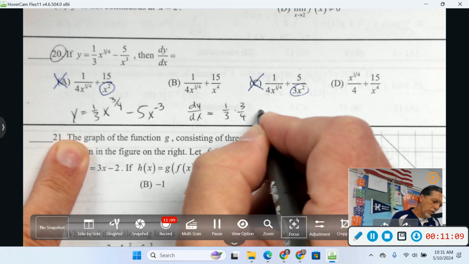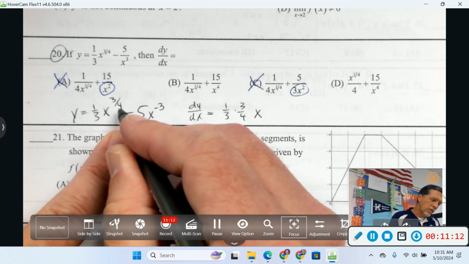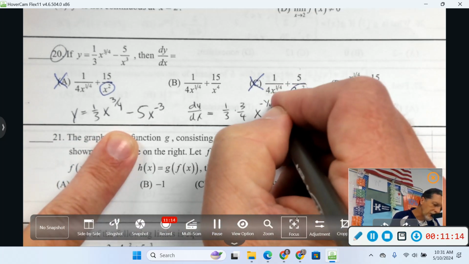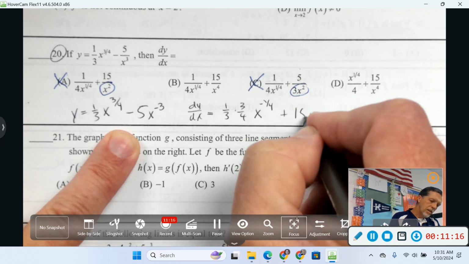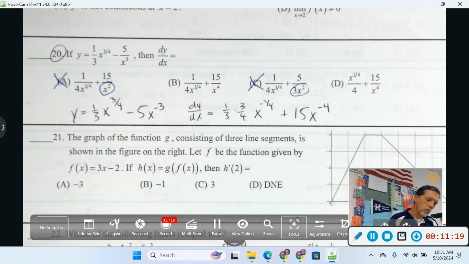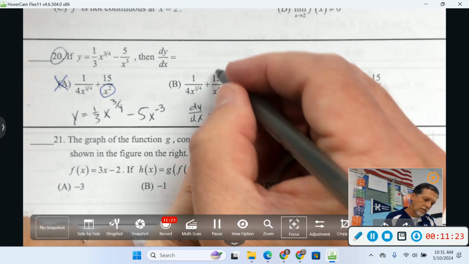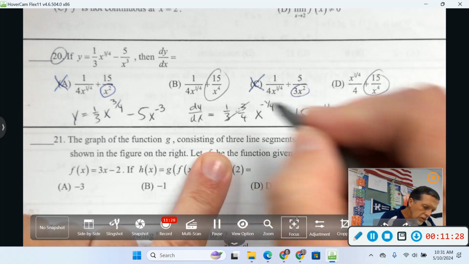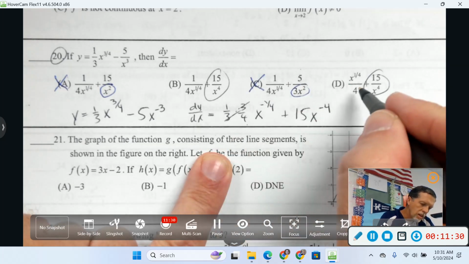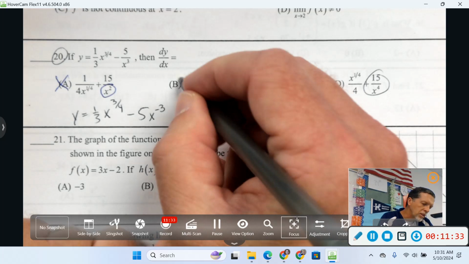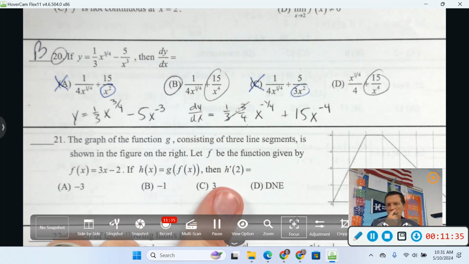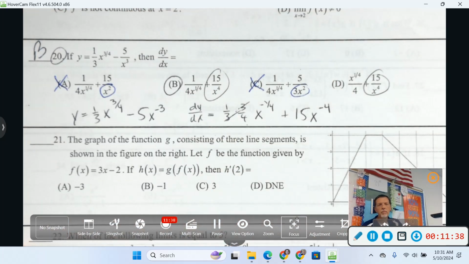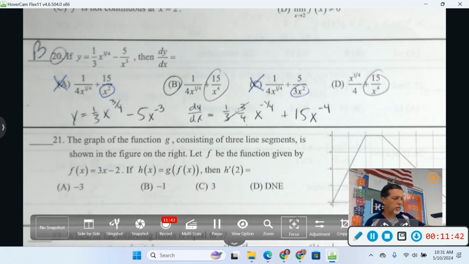1/3 times 3/4 times x to the 3/4 minus 1 is negative 1/4, plus 15 x to the negative 4. Okay, well, they both have 15x to the negative 4. These cancel. That negative 1/4 will send it to the denominator, so the answer is B, x to the 1/4 in the bottom. We like those, pretty straightforward.